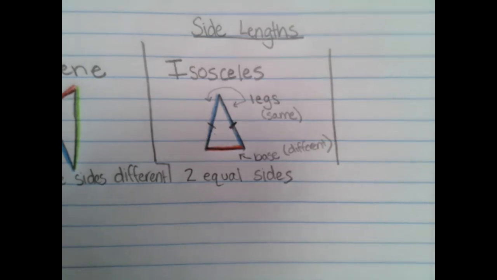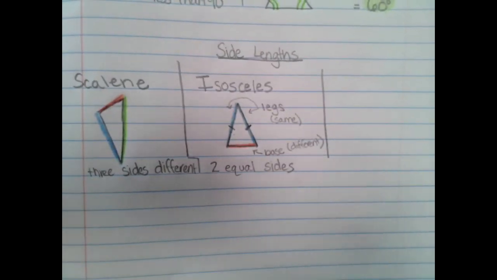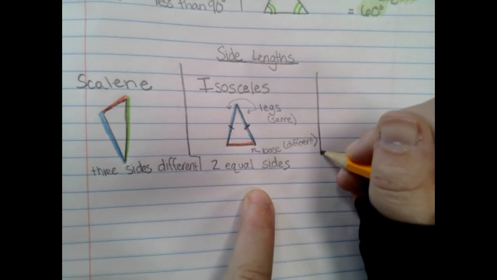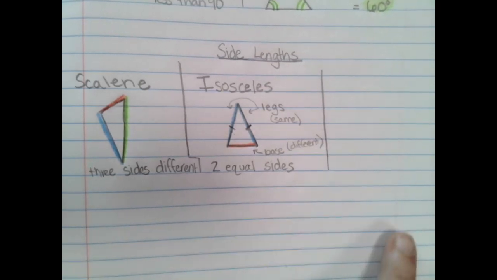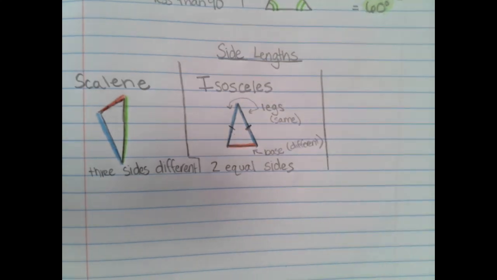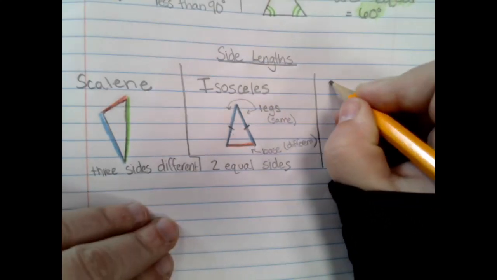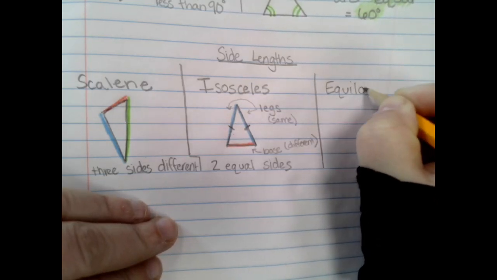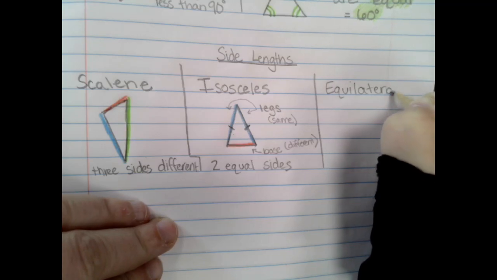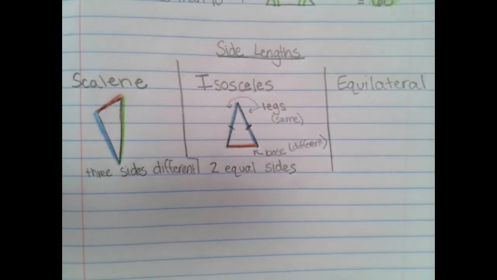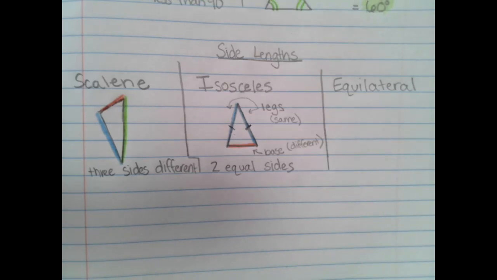All right, so if we have all sides are different, 3 sides are different, then we have 2 sides are equal, 1 side different. What's going to be our last one going to be? All 3 are equal, which is called an equilateral, which is probably one that you've heard before, an equilateral triangle. Very similar to equiangular. Starts with that prefix equi.